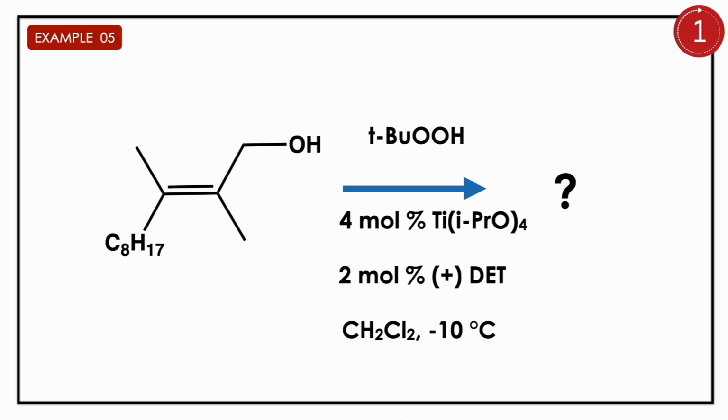Then the next question. Here you have an alkene. It has 4 attachments: one side with methylene alcohol, 2 methyl groups, and a side chain alkyl group which is C8H17. You are using tert-butyl peroxide, 4 molar titanium isopropoxide, 2 mole of DET, and dichloromethane at minus 10 degrees Celsius temperature.